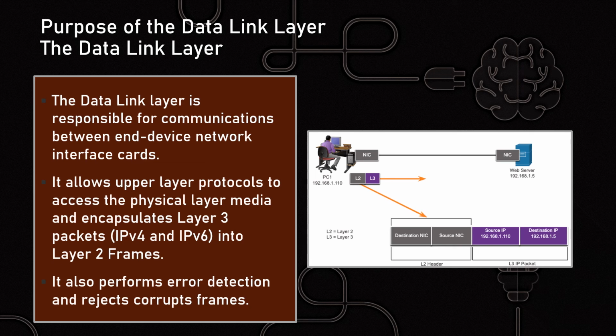This layer is going to allow upper layer protocols, layer 3 and up, to access physical layer media at layer 1. It's also going to encapsulate layer 3 packets for IPv4 and IPv6 into a layer 2 frame. It also performs error detection and rejects corrupted frames. So the data link layer is able to identify, in certain capacities, a frame that is not considered valid for purposes of processing or transmission of data.